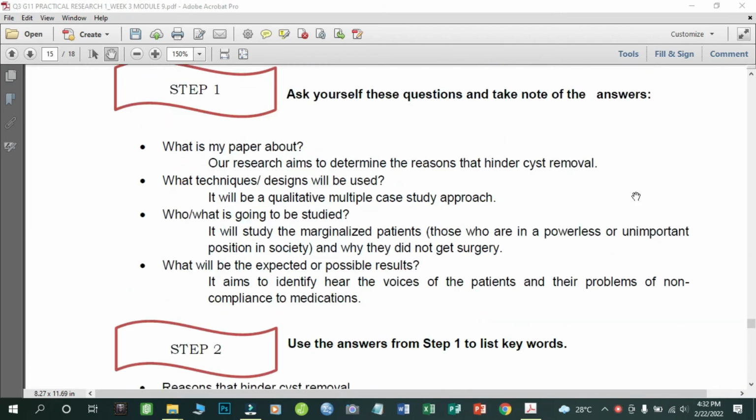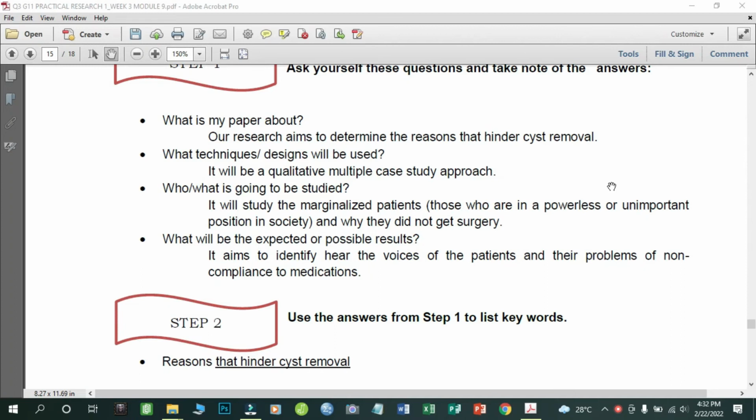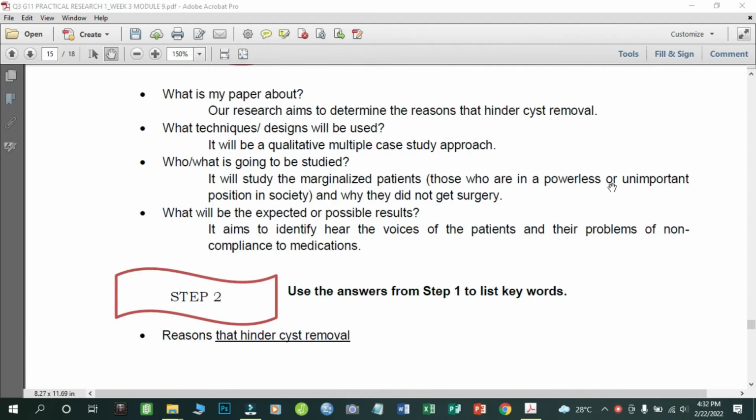Okay, so let's answer now this activity. Ask yourself about these questions. What is your paper about? Our research aims to determine the reasons that hinder cyst removal. And what techniques or design will we use? It will use a qualitative multiple case study approach. Then who and what's going to be studied? To study the marginalized patients, those who are powerless or in an unimportant position in society, and why they did not get surgery. And what will be the expected possible result? It aims to identify or hear the voices of the patients and their problems of non-compliance to medications.